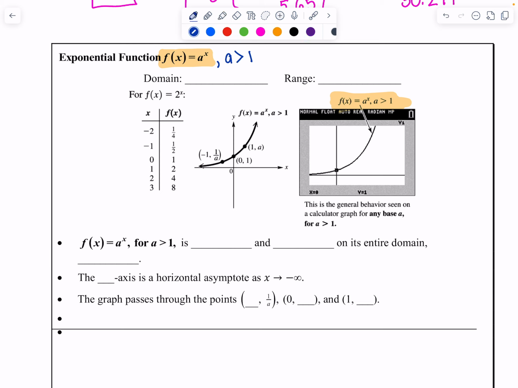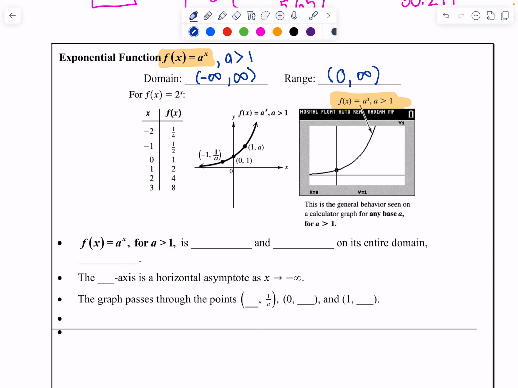Domain for this is, your domain can be anything. We can put anything in for X, all real numbers. But no matter what we put in, when you raise a positive base to an exponent, whether it's negative or positive, it stays positive. So your range comes back positive, 0 to infinity. It can't be 0, but it gets close to 0. It won't touch 0, but it goes from 0 to infinity.